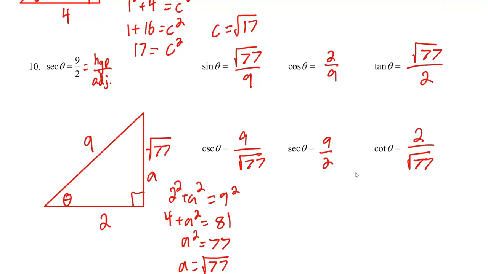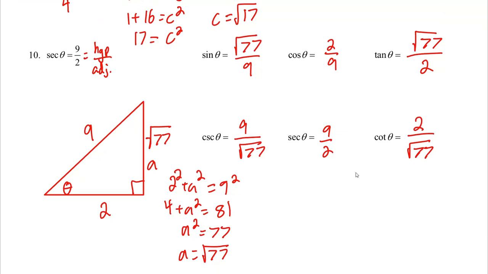Did we get answers? Do I need to wait? 81 minus 4 is 77. That's what we should get. Whenever you finish. Questions?